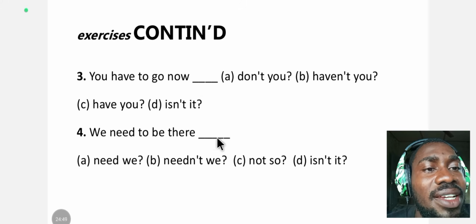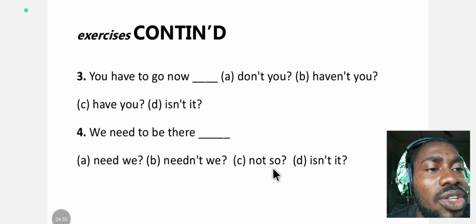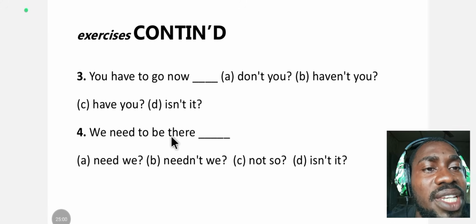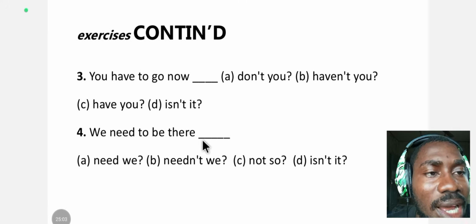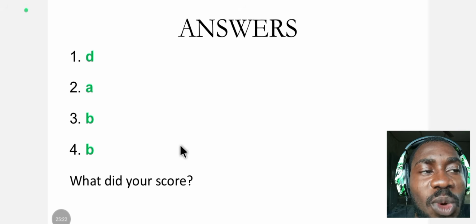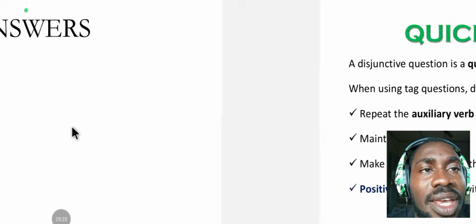We need to be there, dash. A, need we? B, needn't we? C, not so. D, isn't it? What's your answer? We need to be there, dash. You answered right. The correct option is B, needn't we? We need to be there, needn't we? These are the answers, and what did you score?